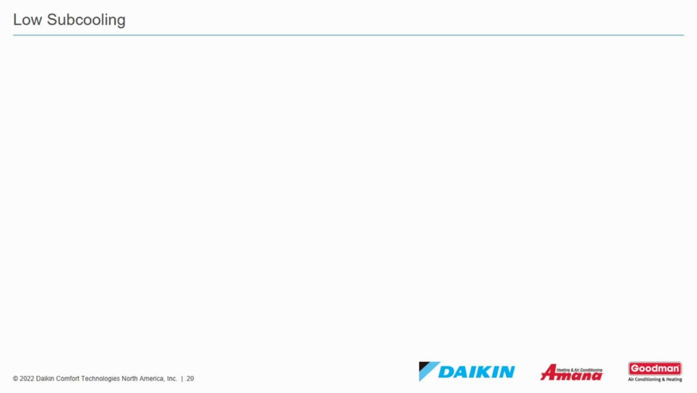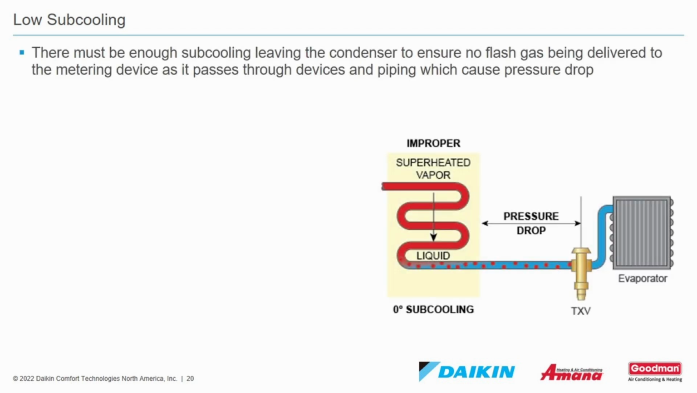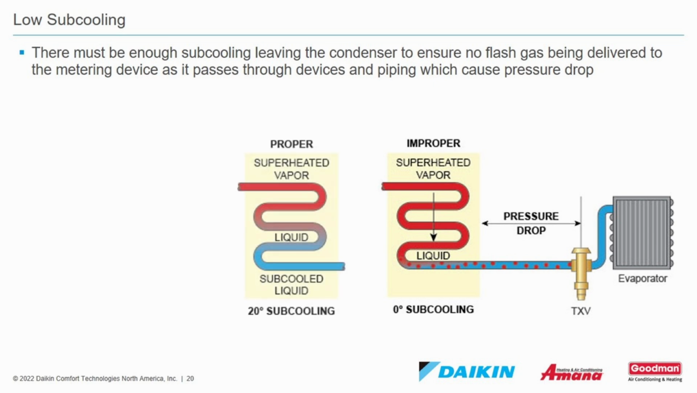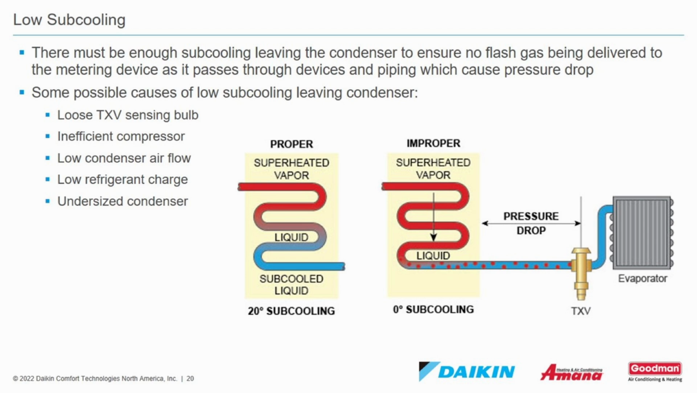Low subcooling. There must be enough subcooling leaving the condenser to ensure that no flash gas is being delivered to the metering device as it passes through devices and piping, which could cause pressure drop. Some possible causes of low subcooling leaving the condenser are a loose TXV sensing bulb, inefficient compressor, low condenser airflow, low refrigerant charge, or undersized condenser.